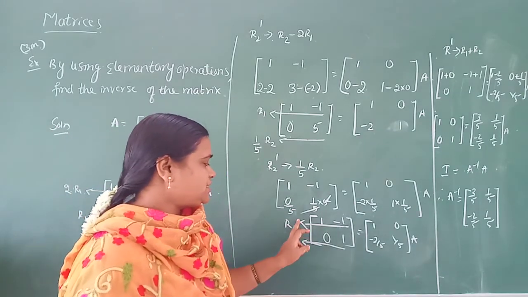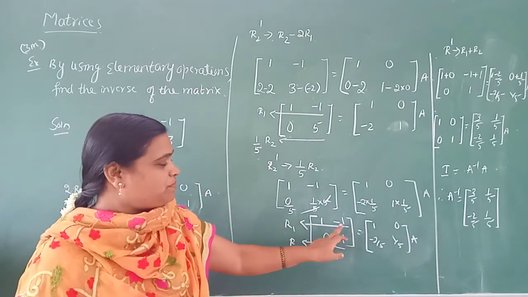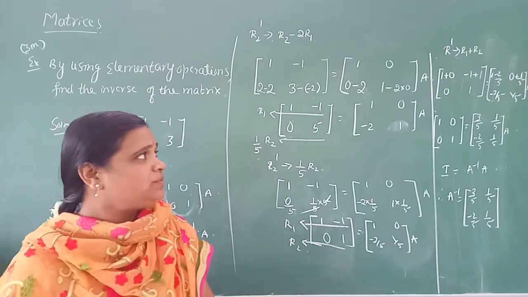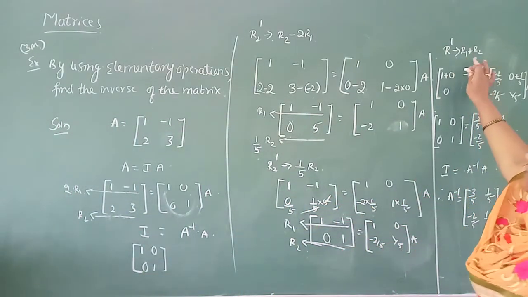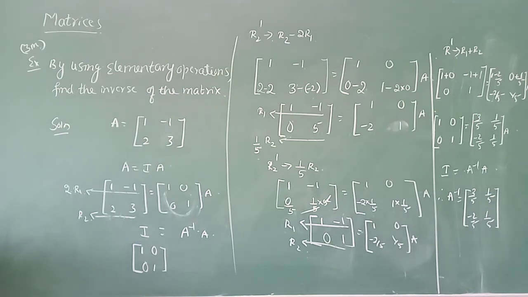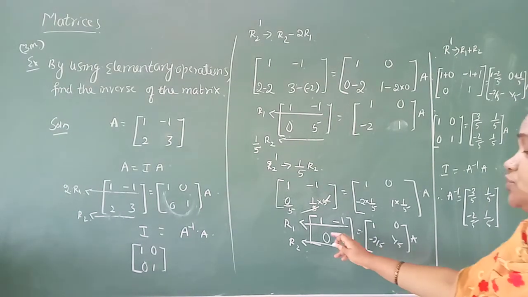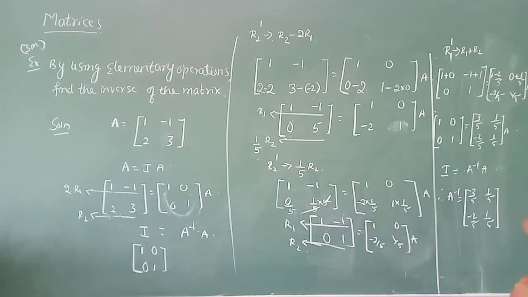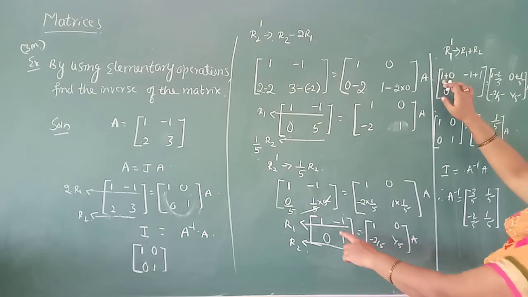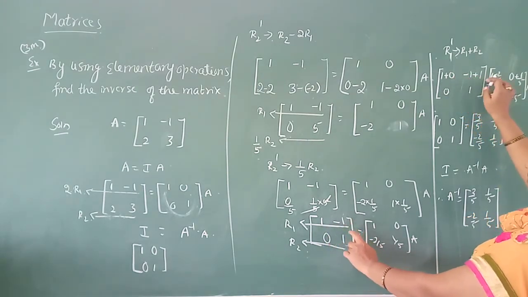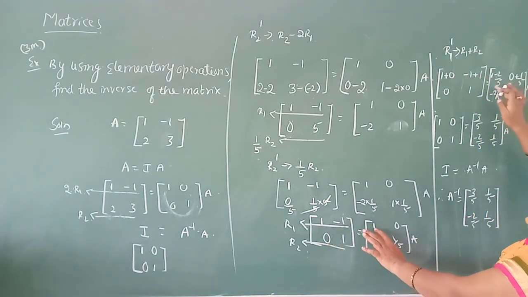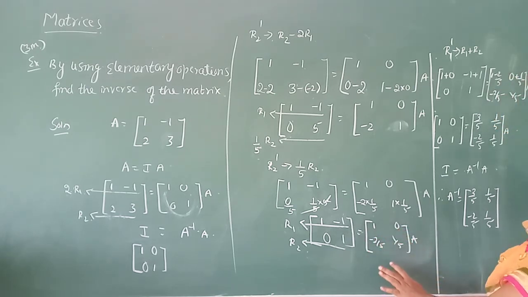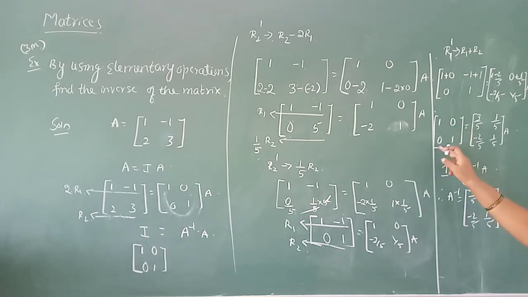For that, this is R1 row, R2. Add these two. Minus 1 plus 1, what will we get? 0 only. Therefore R1 dash equals R1 plus R2, since we changed the first row. Then we can write 1 plus 0, minus 1 plus 1, this is 0 1 as it is. 1 minus 2 by 5, 0 plus 1 by 5. Minus 2 by 5, 1 by 5. And it is 1 0 0 1. And we get this as the answer.